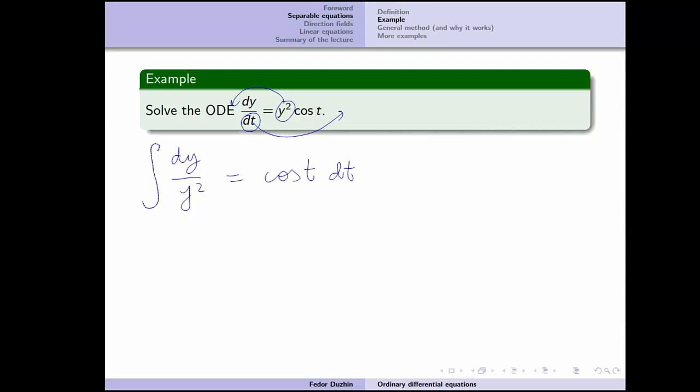So then we introduce the integration. Then we do integration. So the antiderivative of 1 over y squared is minus 1 over y. The antiderivative of cosine is sine. And please let's not forget about the plus constant. That's basically it. The rest is just to solve for y. y equals minus 1 over sine t plus constant.